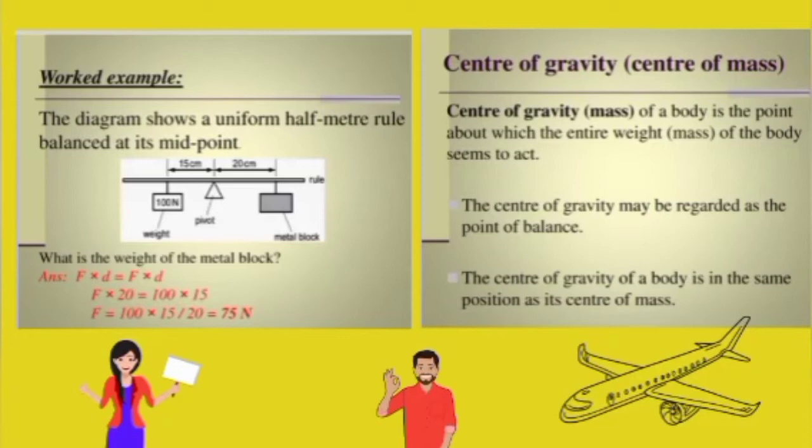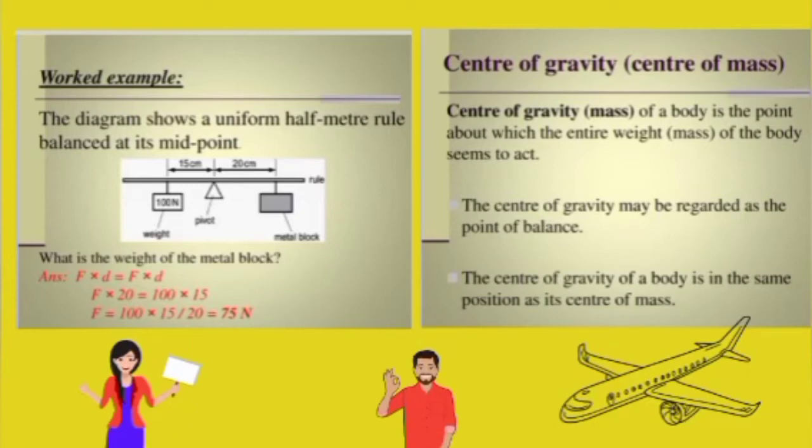The center of gravity may be regarded as the point of balance. The center of gravity of a body is in the same position as its center of mass. Please take notes. One way of determining the center of gravity of a uniform meter rule is to suspend it on a pivot in the laboratory freely in the air and to determine its balance point.